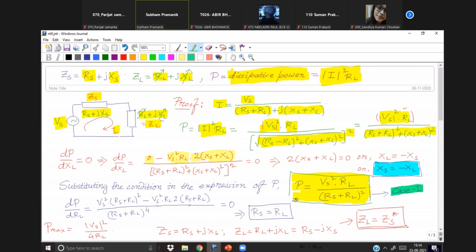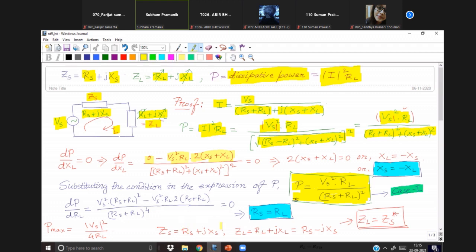This part has already been taken care of. I have already shown you last day how the differentiation is done, how this is set equal to 0, and what condition we can obtain after doing this. What was that condition? RS equals RL. So now we actually have two conditions: one is XS equals minus XL, another is RS equals RL.